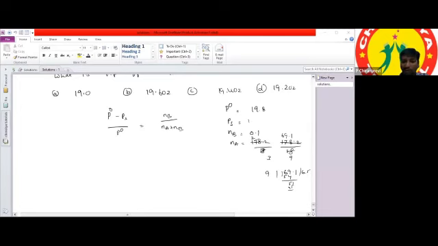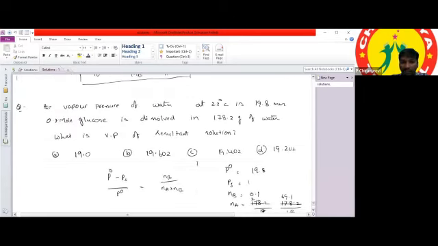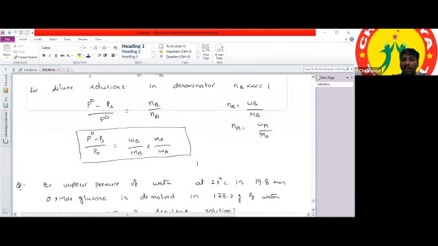Now, what is the relative lowering of vapor pressure? How are we going to derive the relative lowering of vapor pressure equation? Based on Raoult's law, we derive it. The formula we get is (P naught minus PS) by P naught is equal to WB by MB into MA by WA.